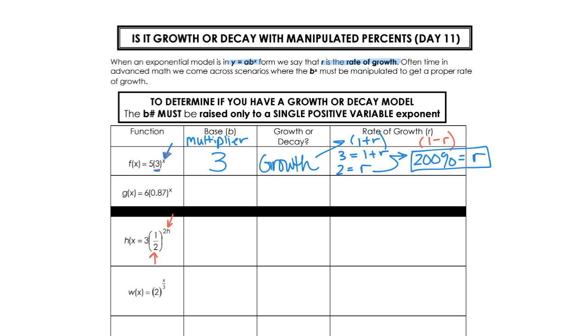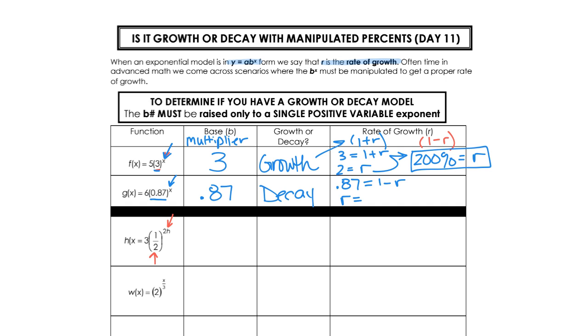Again, the next one's not that bad because our exponent is just an x. And when our exponent is just an x, our base is a true base. And now we can state that our base is 0.87. Since 0.87 is below 1, but more than 0, we're going to end up with decay on this one. Okay. And because it's decay, we're going to set that 0.87 equal to 1 minus R. And therefore, we're going to solve for R. So we're going to subtract 1 and divide by a negative 1.